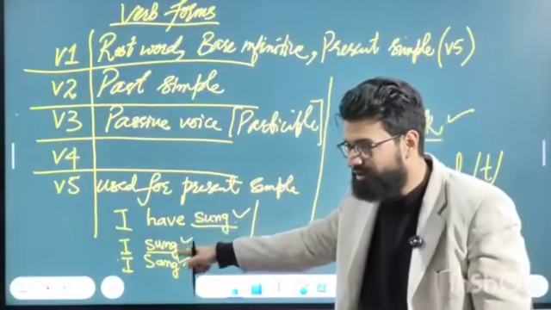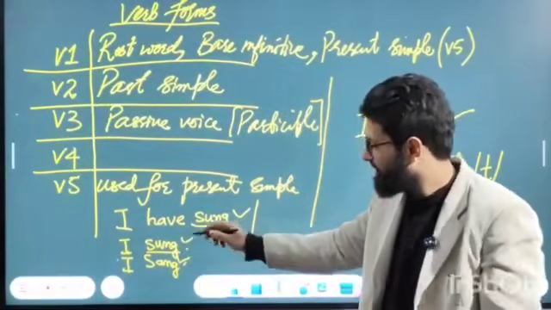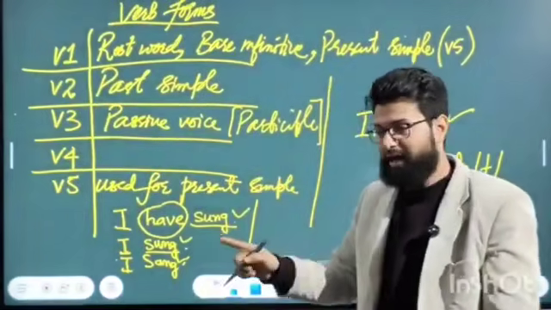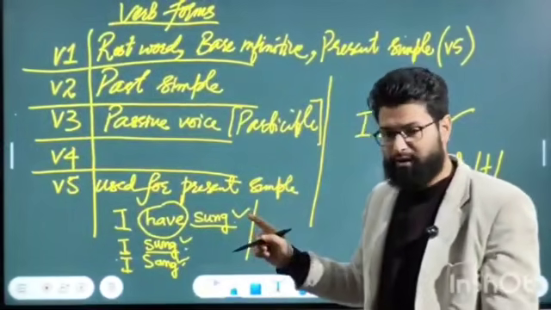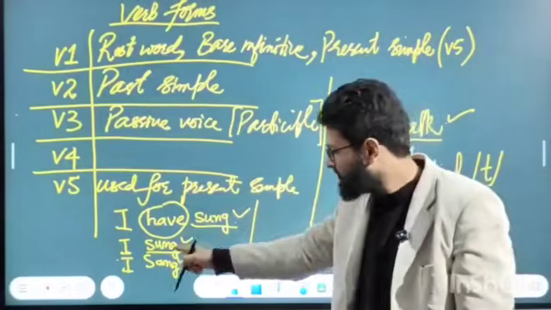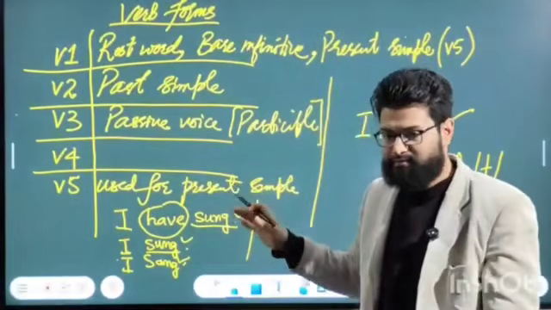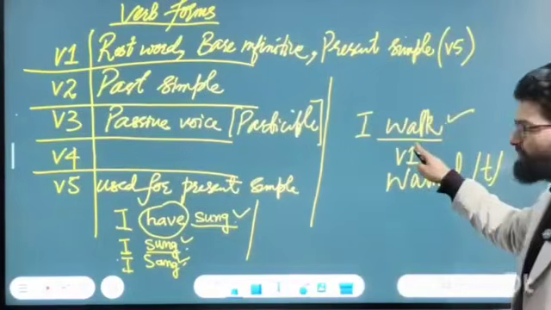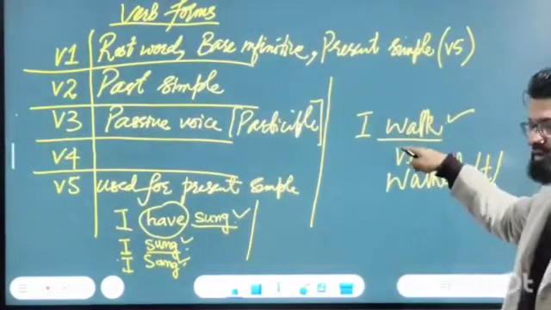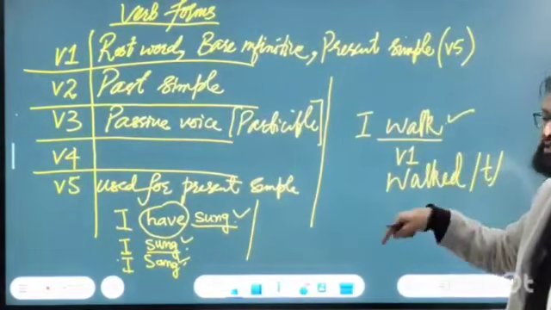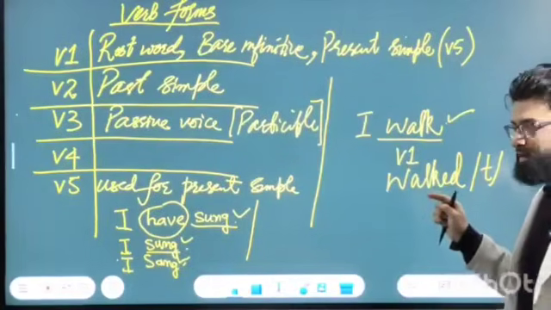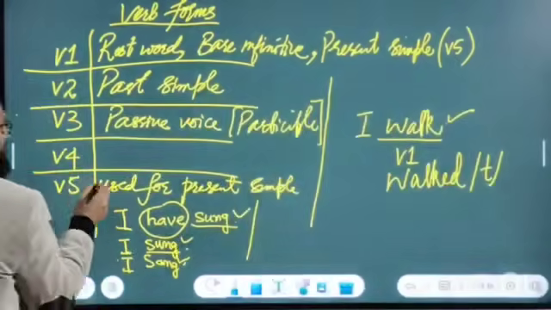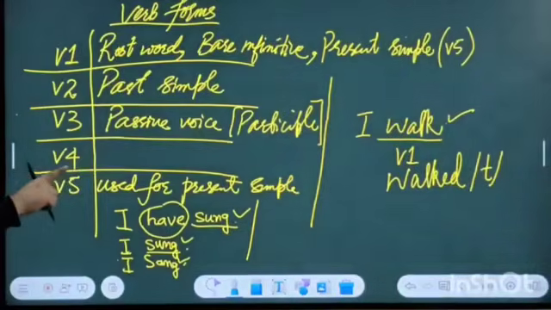How do I say this is V3? Why not this one? Because you have have here, which is helping. V3 is always preceded by have, has and had. Okay, that's V3. And V2 always comes separate. It's a lonely word. I walked is V2, but if I write I have walked, then it's V3. V3 is always preceded by have, has, had. Understood? Clear?